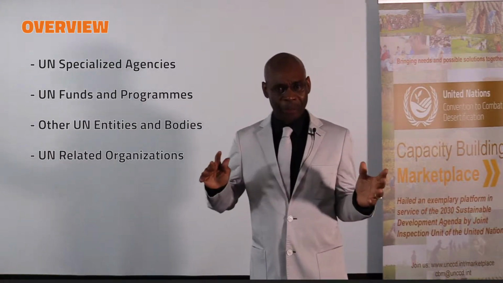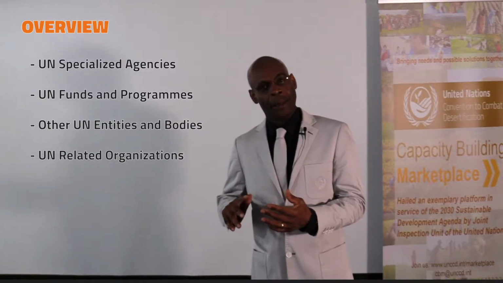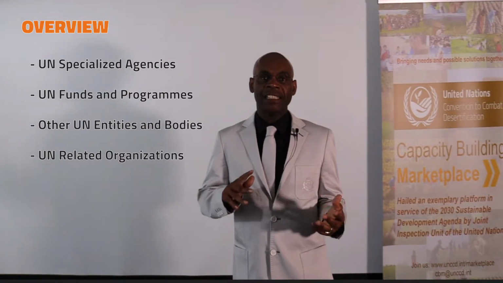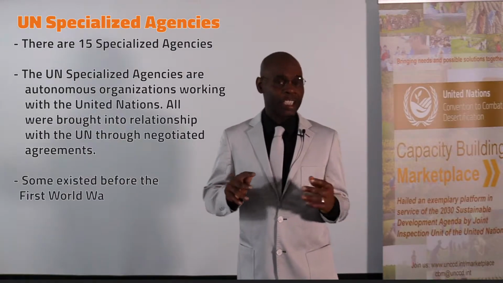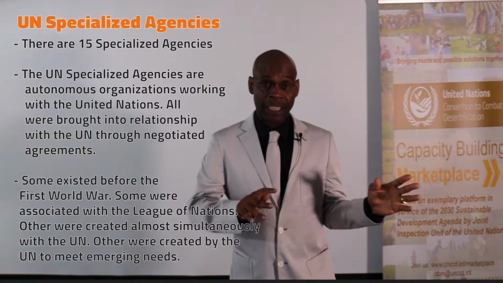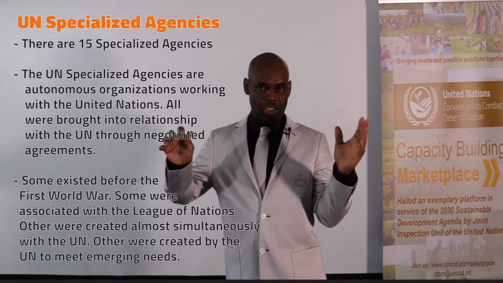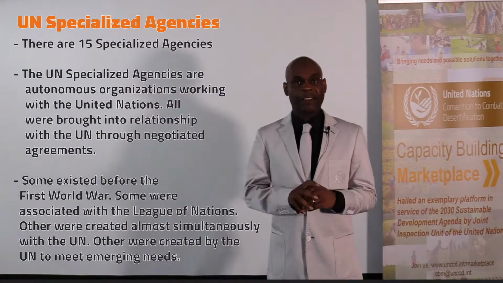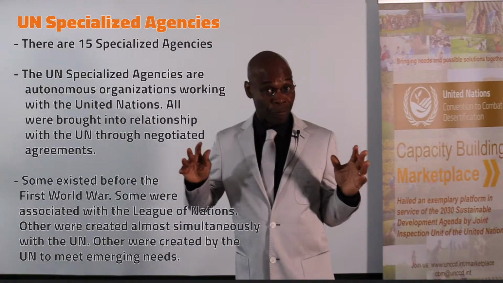Now, the general body of the United Nations is one thing, but there are affiliated bodies, affiliated organizations, affiliated institutions, and these institutions vary. First among these are what are called the specialized agencies of the United Nations. Specialized because they are independent agencies which have a special agreement with the United Nations in general and therefore work with the United Nations in their specific areas. And these organizations are basically 15 and they work in various fields.